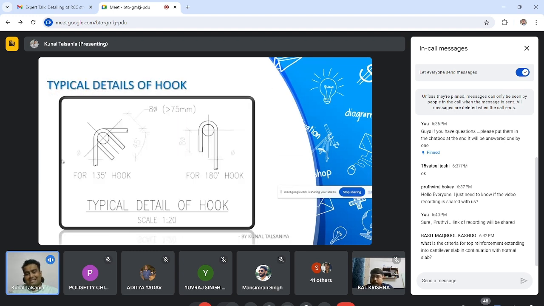Okay, so this is the standard detail of the hook. We all know that it is 8 times the diameter minimum, or greater than 75 mm, and this is the 135 degree hook.